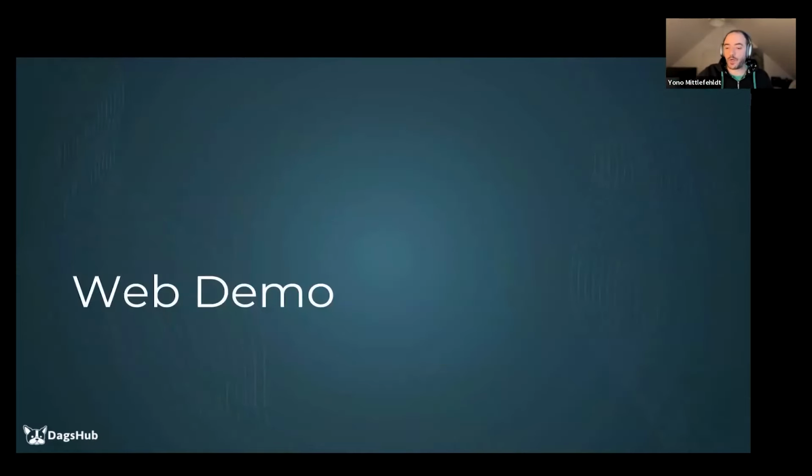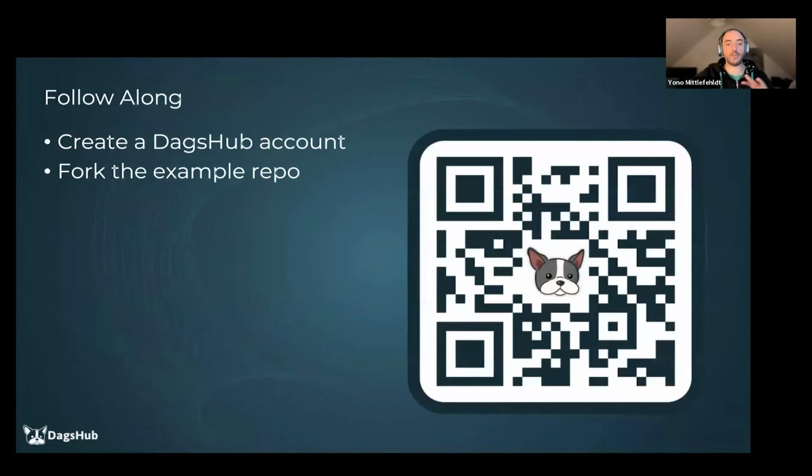Okay, we're going to do a web demo where I'm going to go over a lot of what we just talked about, show you the UI for Label Studio, and show you some other cool stuff. If you want to follow along, this QR code is the repo that I'm going to fork, or that I just forked in the demo, and we'll be showing you around a little bit.